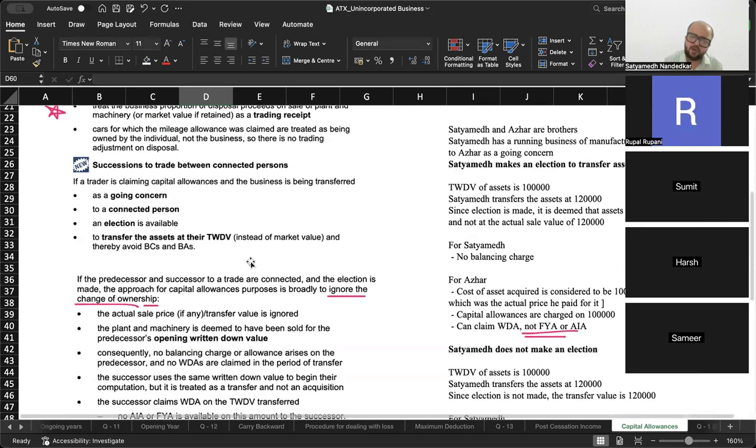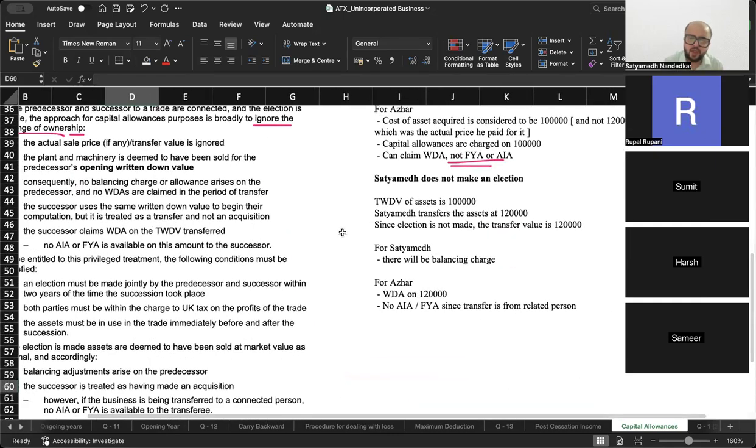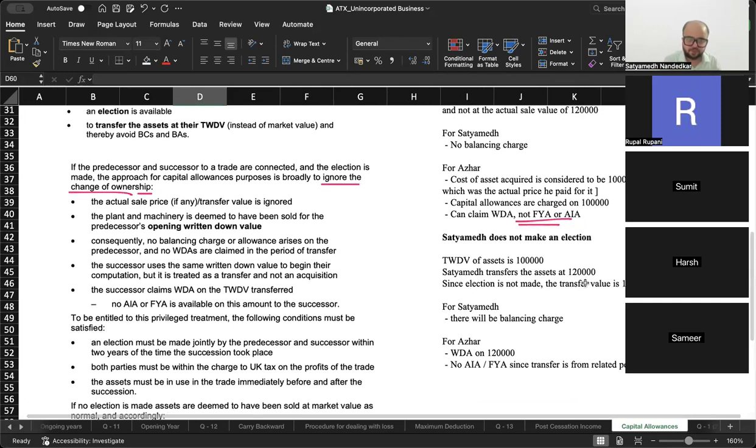There is an option that we don't make this particular election. Then, TWDV of assets is 1 lakh. Satyam transfers the assets at 1,20,000. Since election is not made, the transfer value is 1,20,000. I will have a balancing charge. But for Harsh, he can claim WDA on the 1,20,000 because that is the transfer value.